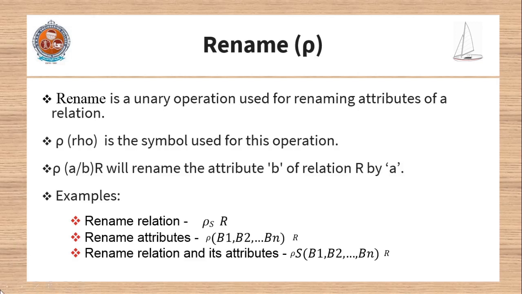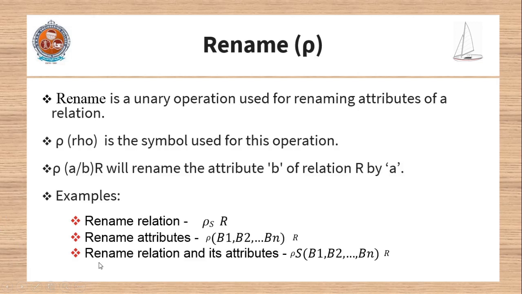Then we have the next example, which shows renaming the attributes. See here rename B1, B2, and so on, Bn. It means we are trying to rename the attribute names, which are A1, A2, and so on, An, with B1, B2, and so on, Bn of relation R.